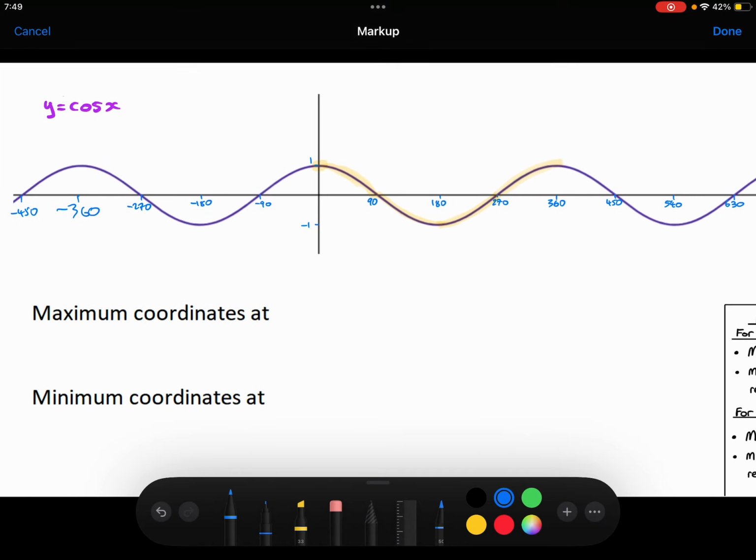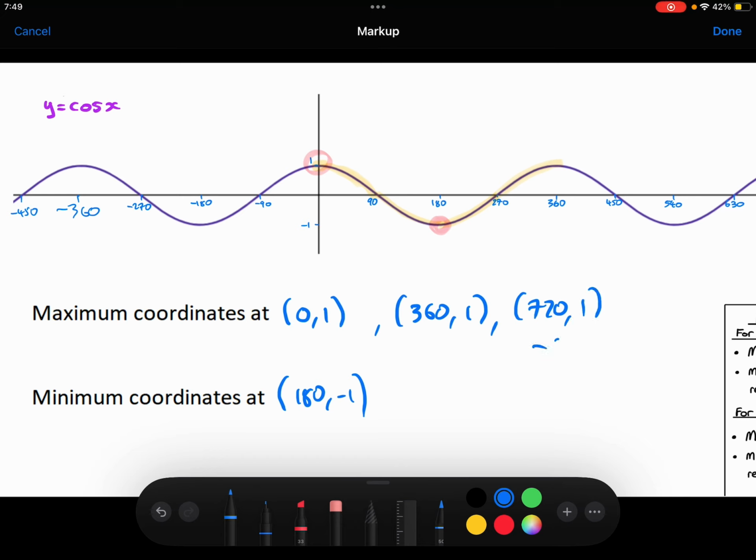So it has a maximum coordinate of (0, 1). That's this point here. And it has a minimum point of (180, -1). That's this point here. And again, we know that the cos graph is going to repeat every 360 degrees, so we know we can find other maximum points by adding 360 or subtracting 360. Similarly, with the minimum coordinates, we can add or subtract 360 to work out other minimum points.